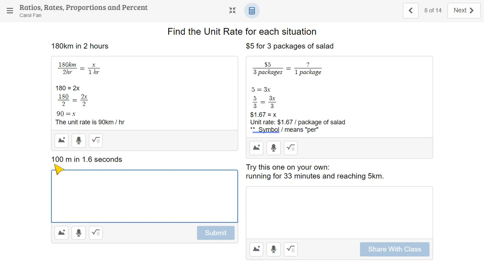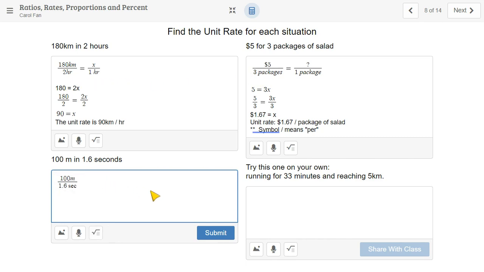Let's do another example. 100 meters in 1.6 seconds. Let's make this into a fraction. 100 meters over 1.6 seconds. Now, you might have noticed that because we've got 1 as our second unit, when we cross multiply, it works out quite nicely that it's just division. So it turns out to be the first rate divided.